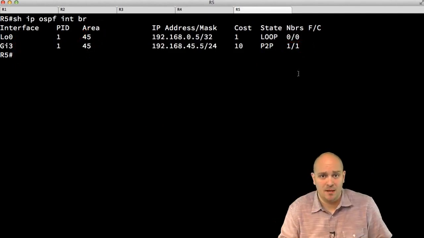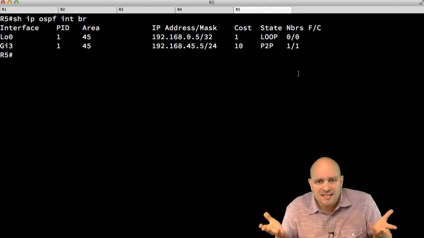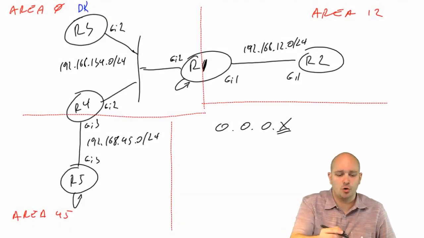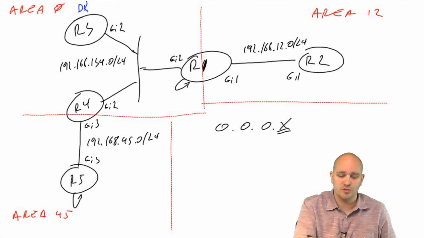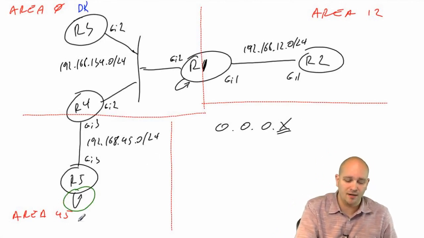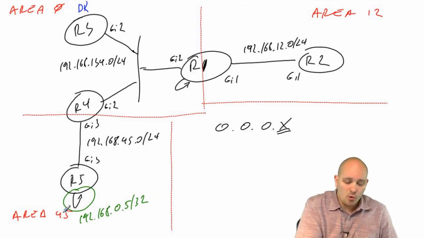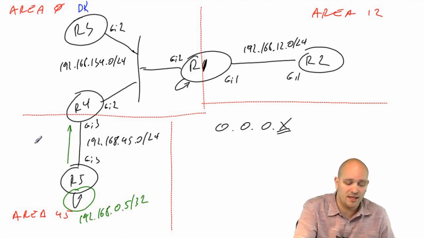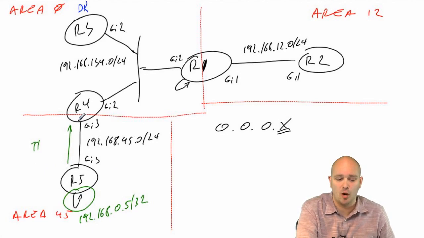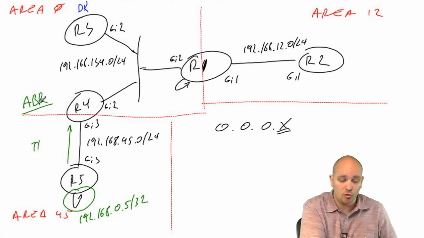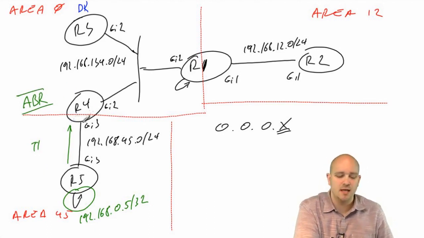Now that I have the setup the way I wanted to have the setup, let's take a look at our type 3 LSAs and our external LSAs in the network. To do that, we have to focus on something. So what we are going to focus our attention on is going to be the loopback of R5. So this is the network with the address 192.168.0.5/32. Now, we know that in area 45, this will be communicated as type 1 LSA to R4. But we also know that R4 here is an ABR, and we're going to confirm that by looking into the database of R4.